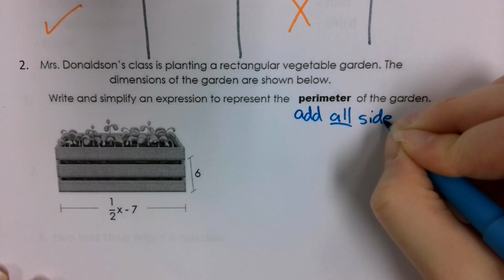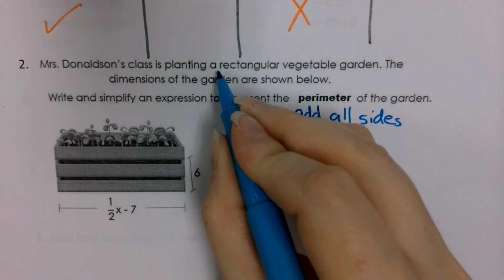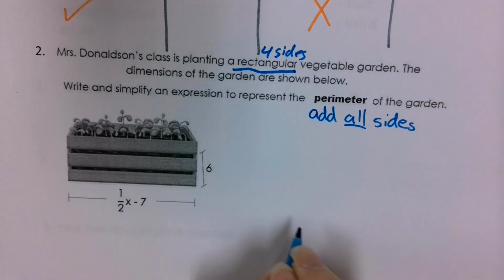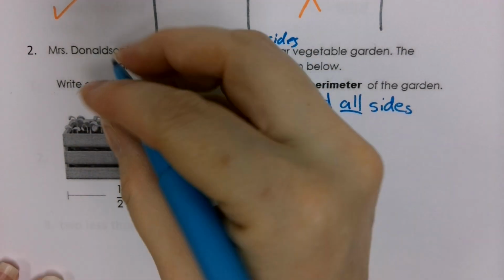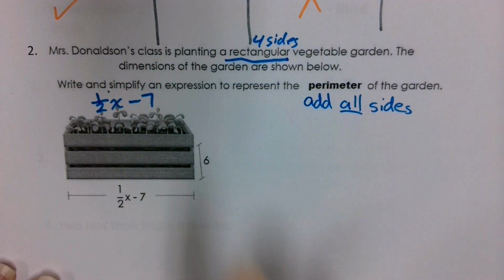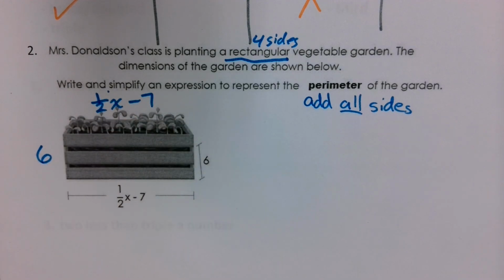In this case, how many sides are there for this rectangular box? 4. It's a rectangle. Rectangles have 4 sides. So that means you have 4 sides that you're adding together. So yes, we have this side as half of an x minus 7. Across from it is also half of an x minus 7. On this side, we have a 6. On this side, we have a 6. So you have a rectangle, you have to add all of the sides together.